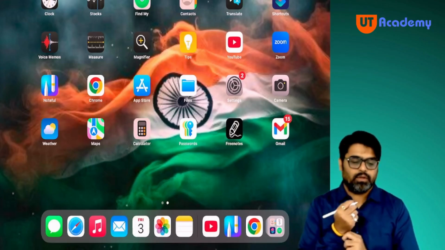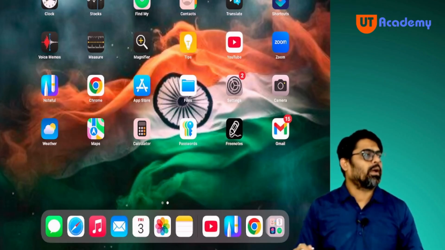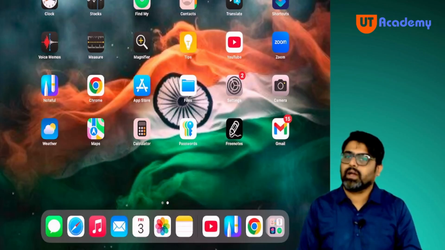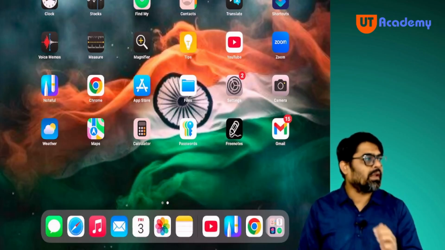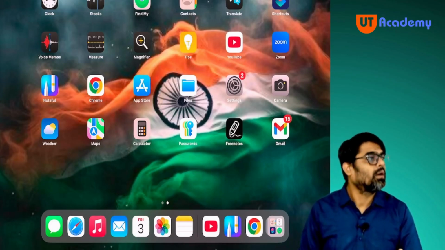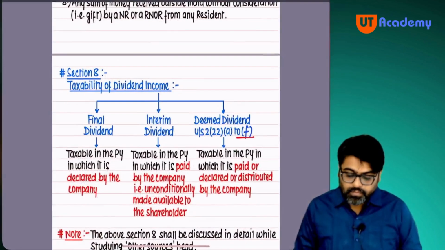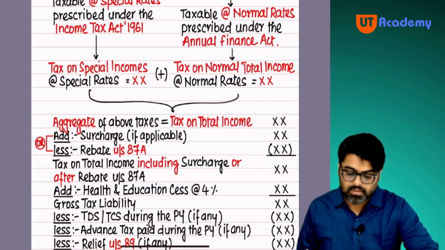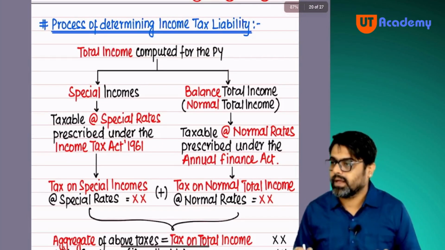Okay, no? Yesterday we had a discussion about how the total income is calculated and how the tax liability is calculated. So, the process of calculation of total income and tax liability. I hope you understood everything yesterday. Today, see, this was the process for determining your tax liability, right?